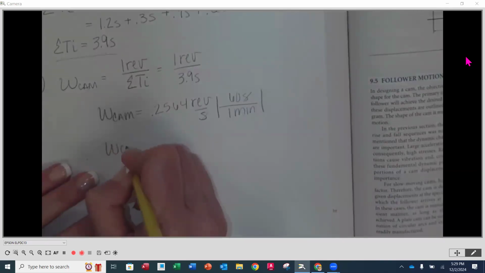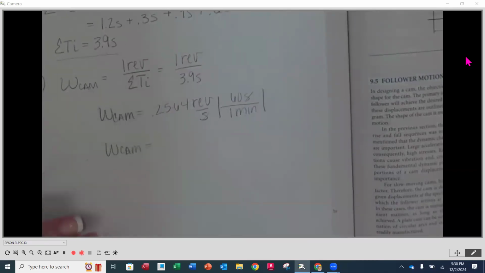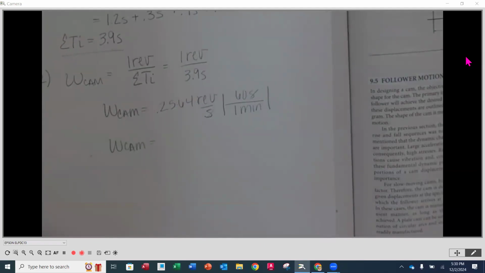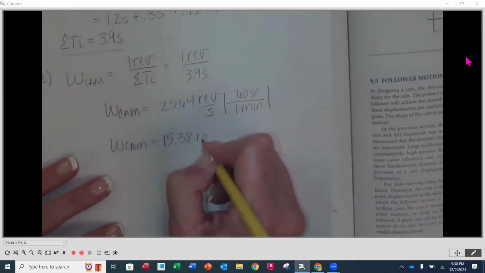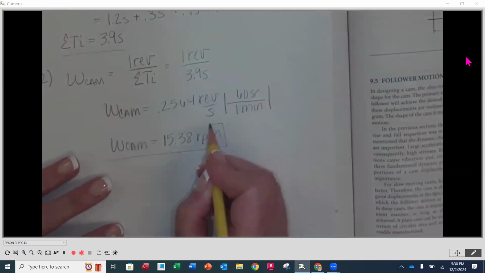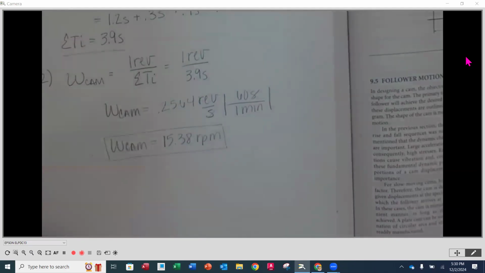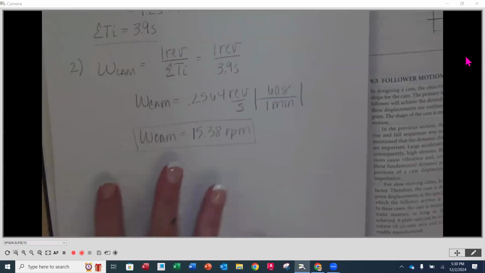So I will say that my angular velocity of my cam is what? How many revolutions per minute? 15.38. That sounds correct. And that's going to be RPMs. Now this I would put a box around because they were asking us for the angular velocity of our cam. And yes, we would report it in RPMs if we were sharing that with somebody or picking a motor, or a means of getting that to rotate at that angular velocity.